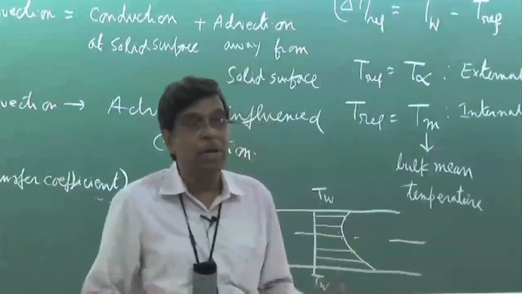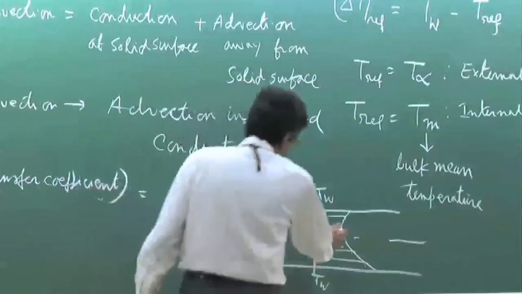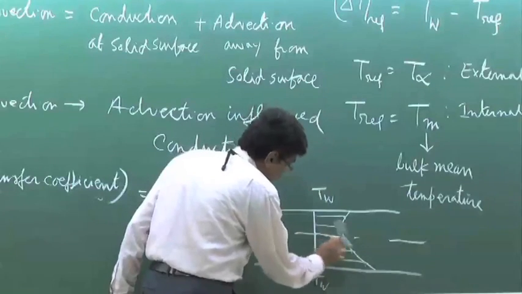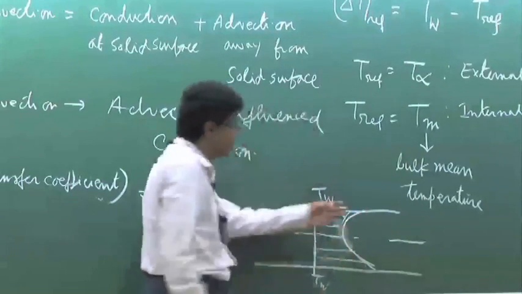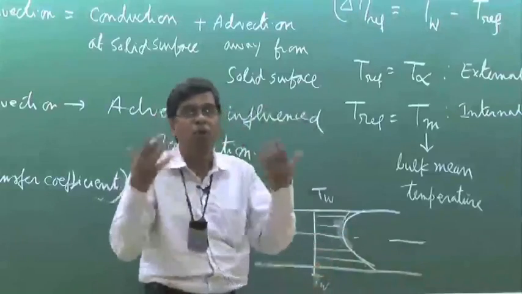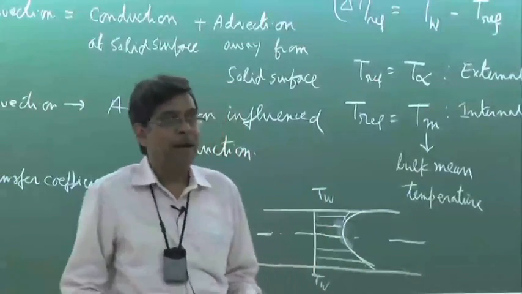You understand? The way we define the average velocity. How do you define the average velocity? When there is a velocity distribution, the average velocity is based on the volumetric flow. That is the volumetric flow based average velocity.